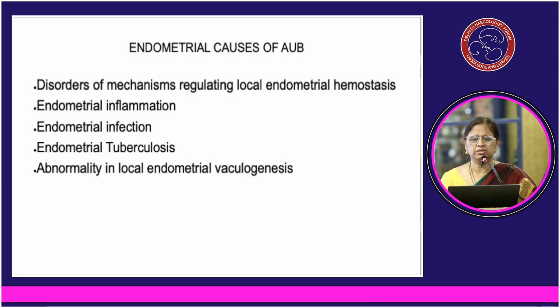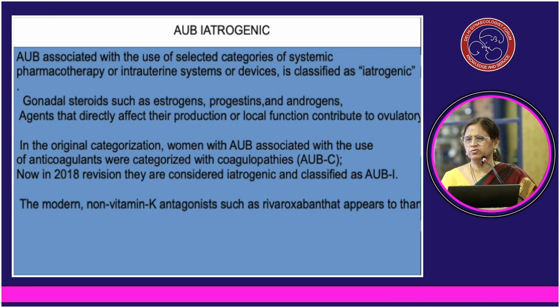So the endometrial causes of AUB: there may be endometrial inflammation, endometrial infection, endometrial tuberculosis, and abnormality in the local endometrial vasculogenesis. That is also because of some chronic or acute infection or inflammation. Iatrogenic AUB is associated with the use of selected categories of systemic pharmacology or intrauterine devices. I have already told you the iatrogenic IUCD, and genital steroids, estrogen, progesterone, androgen agents that we use in any kind of treatment will also be included in the iatrogenic causes.